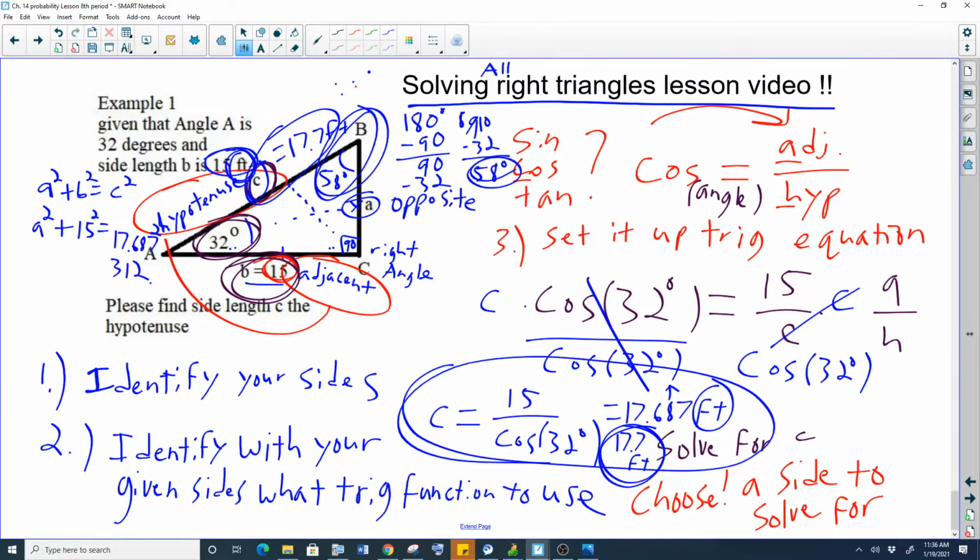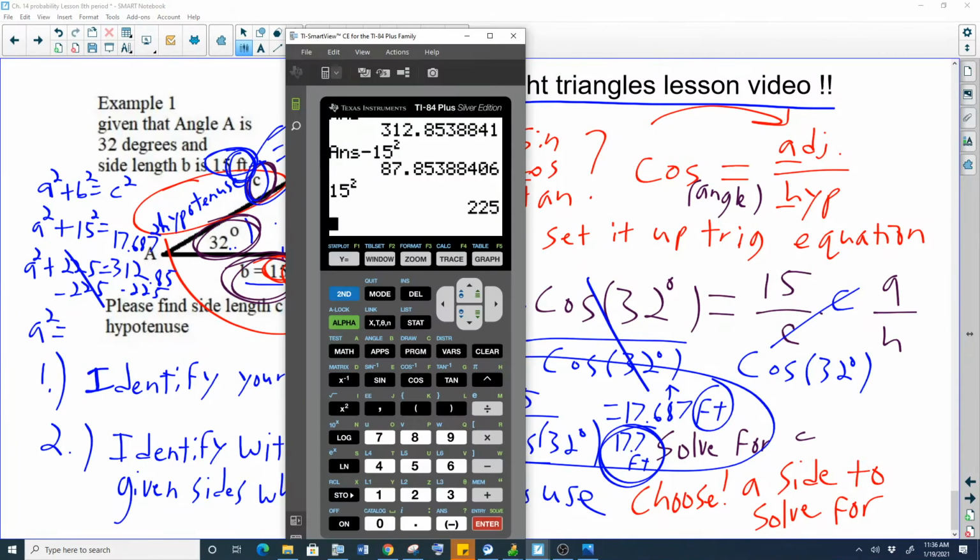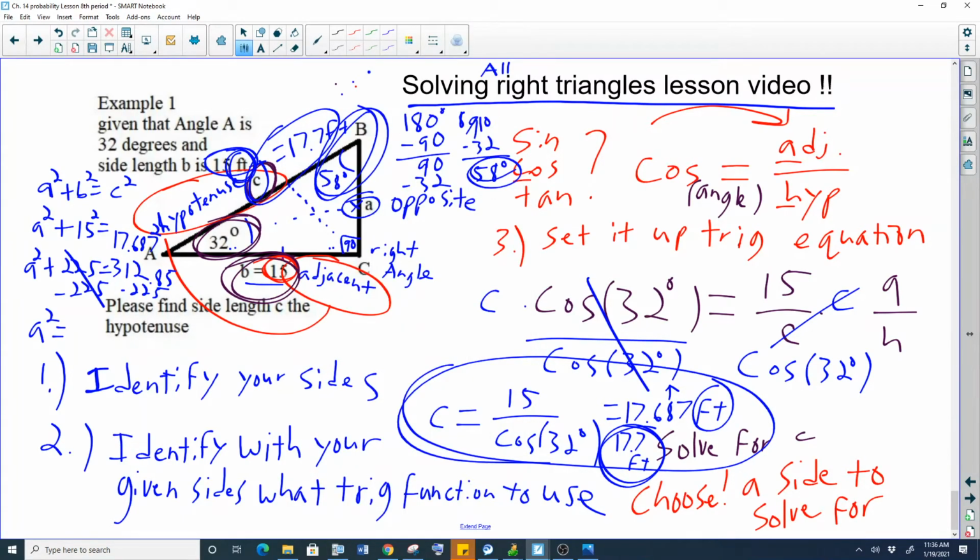We took 312.853, and then we take the 15 squared, which was 225, and we minus that over. And so when you minus that over, that's going to give us A squared is equal to 312 minus 15 squared, 87.85. Now that's not quite your answer, 87.85.